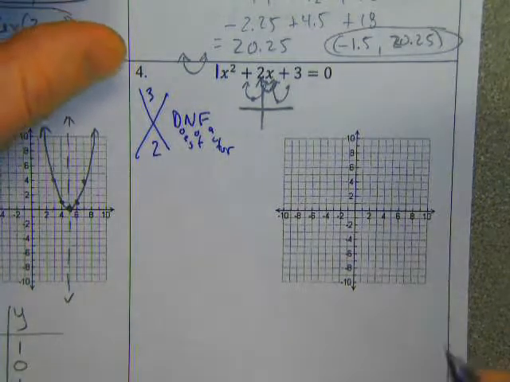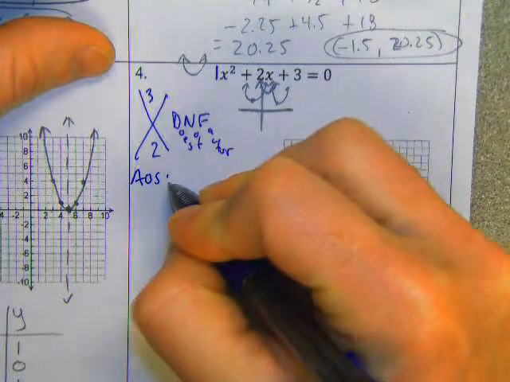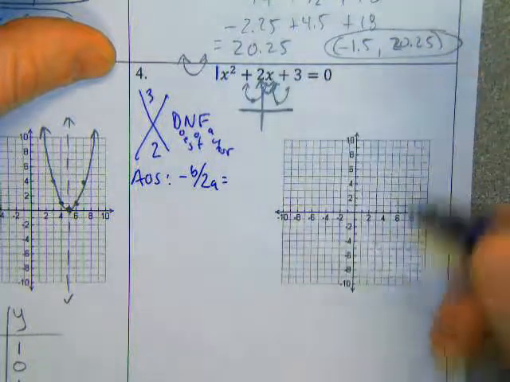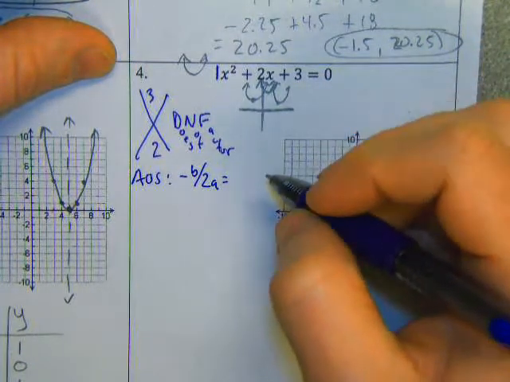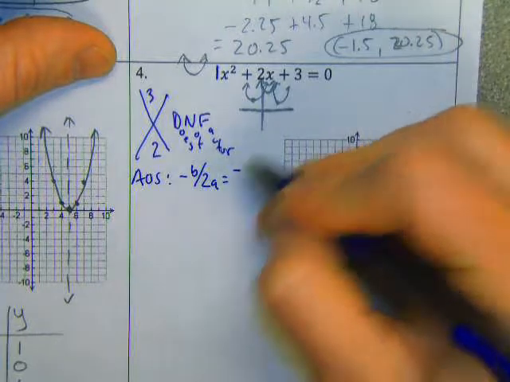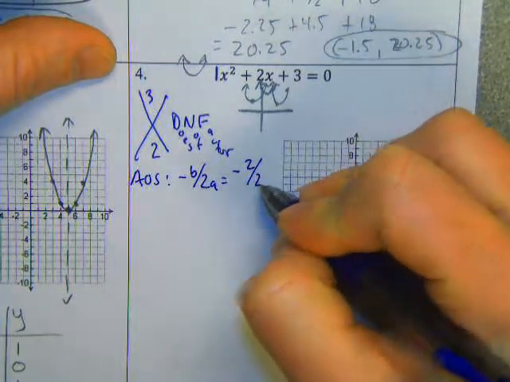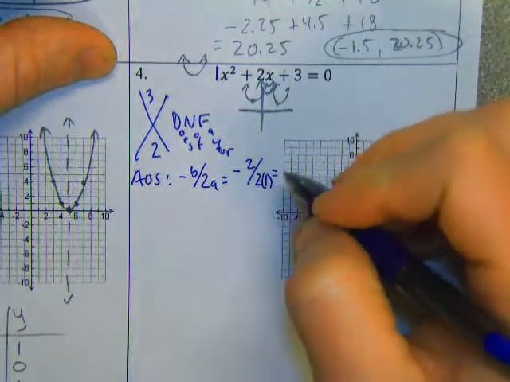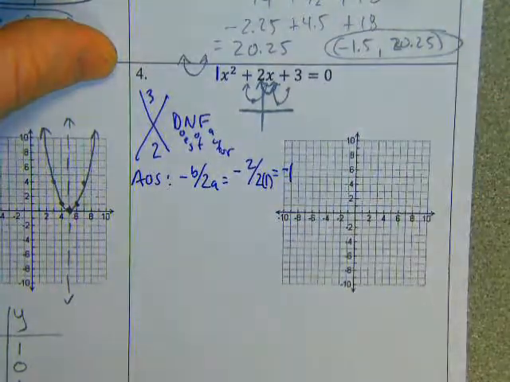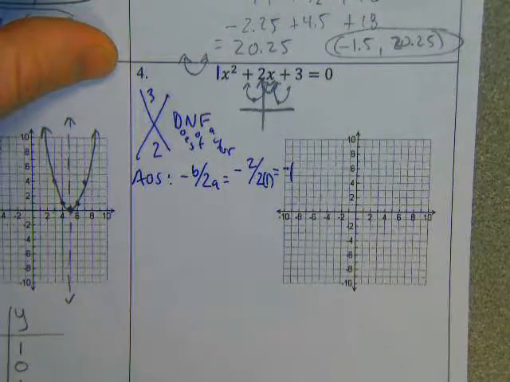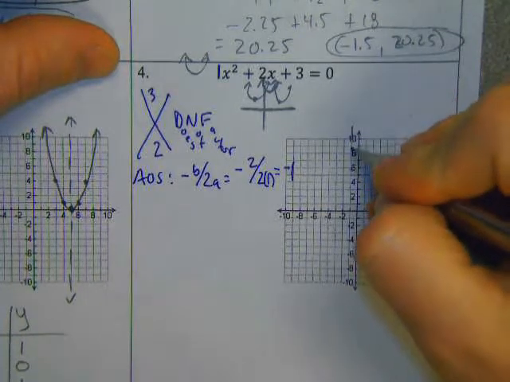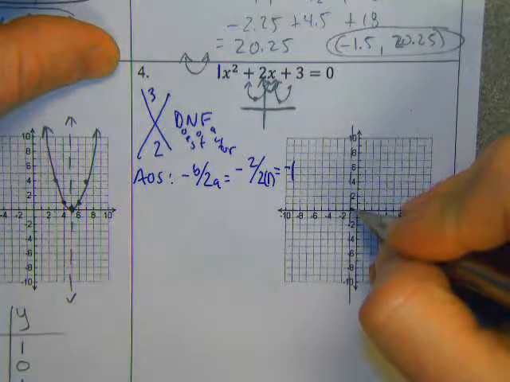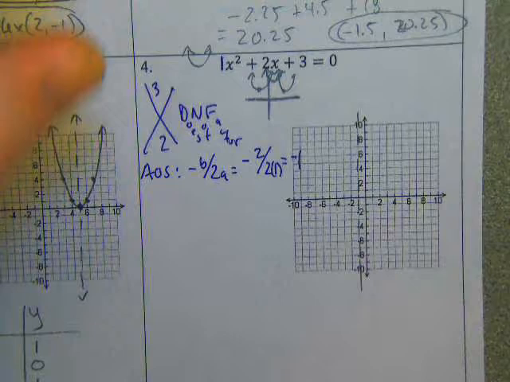Gonna look for some more evidence. Axis of symmetry. Negative b over 2a. 1, 2, and 3 are my a, b, and c. So I got negative 2 over 2 times 1, or negative 2 over 2, which when I do that out is minus 1. So my axis of symmetry is negative 1. Okay, so got that.